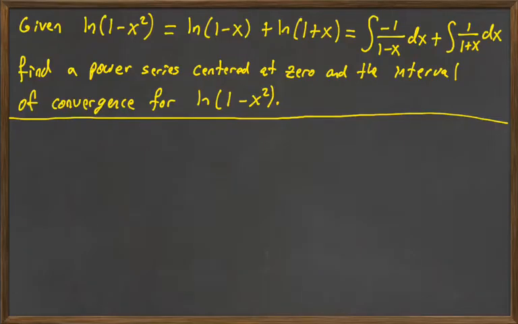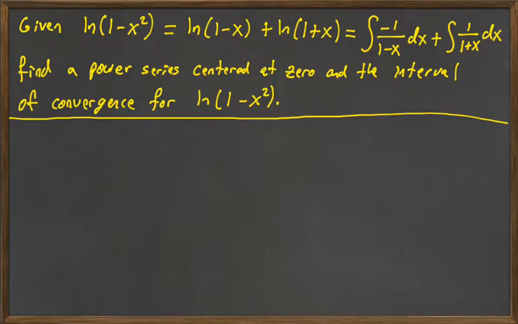Okay, in this video here, we're going to find a power series for the natural log of 1 minus x squared, and then we'll look at two other real short examples. So here we're given that the natural log of 1 minus x squared is equal to the natural log of 1 minus x plus the natural log of 1 plus x. That's using the product rule for logarithms, not product rule for derivatives.